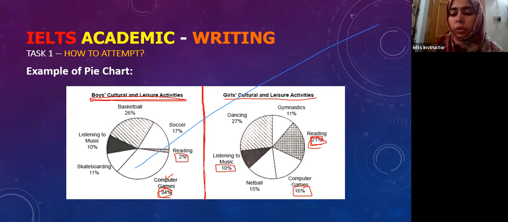ठीक है, बाकी आप कह सकते हो कि a moderate amount of girls also do gymnastics or netball, because that is almost similar, 11% and 15%, and also computer games, that is 16%. तो उसको आप इस तरह मेंशन कर सकते हो. आपको परसेंटेज सिर्फ प्रोमिनेंट चीजों की देनी है, कि सबसे ज्यादा कौन सी चीज हो रही है, सबसे कम कौन सी चीज हो रही है, और कौन सी चीज सेम है. That can also be a point, because we can see that one thing is same in both the pie charts.